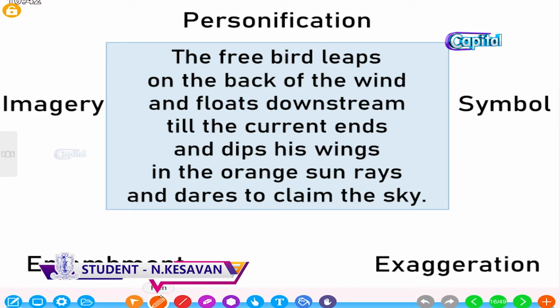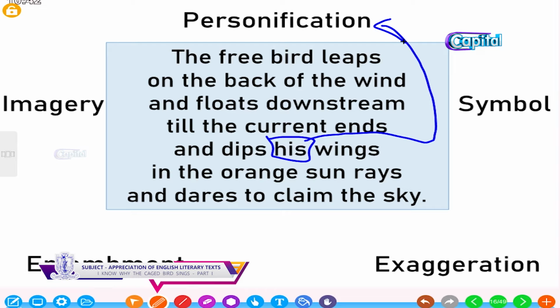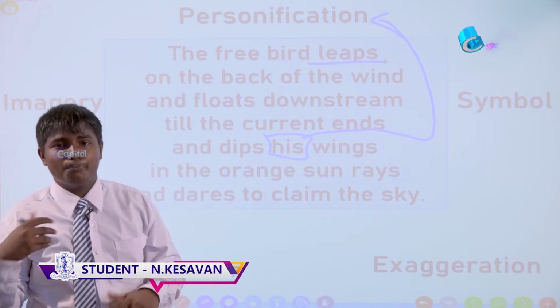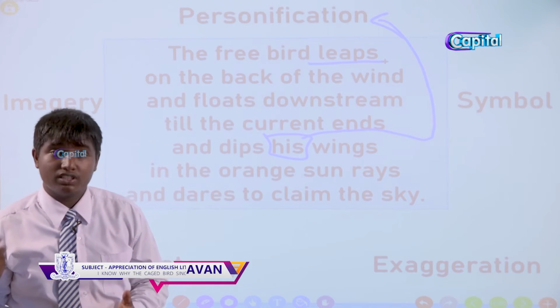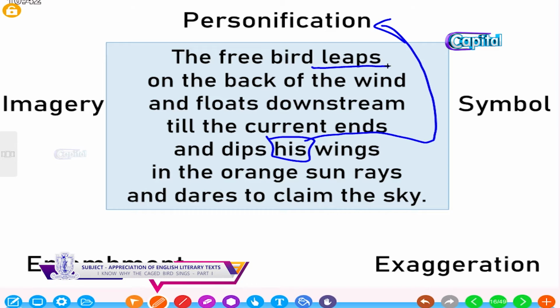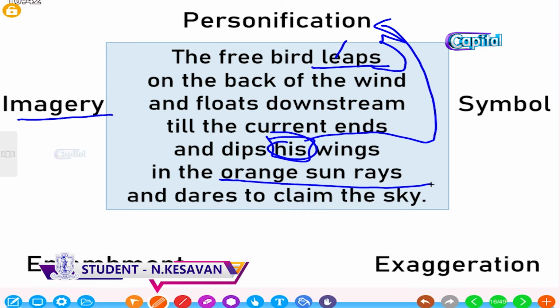Okay, you can easily find the mention of the word his. So you can mention it as personification, because the free bird has been expressed as a human: his wings. Also, leaps is not an action of a bird, though it can be considered for some animals, but it's more considered for humans. But more than this word, we can easily prefer his. It's an easy word to find the personification. And then imagery. You can see the visual imagery, but the main imagery you have to consider here is the orange sun rays. You can see the color imagery.